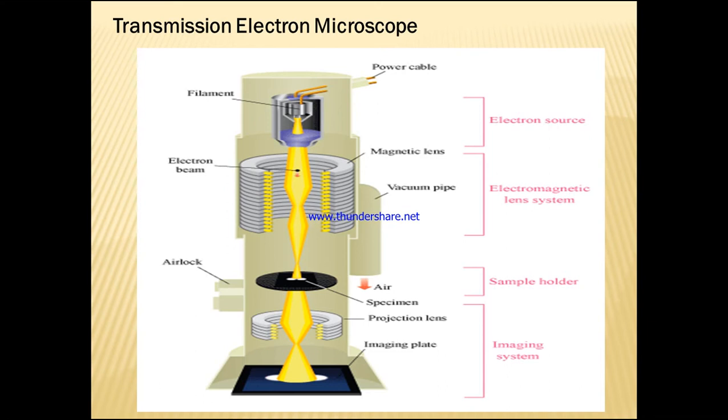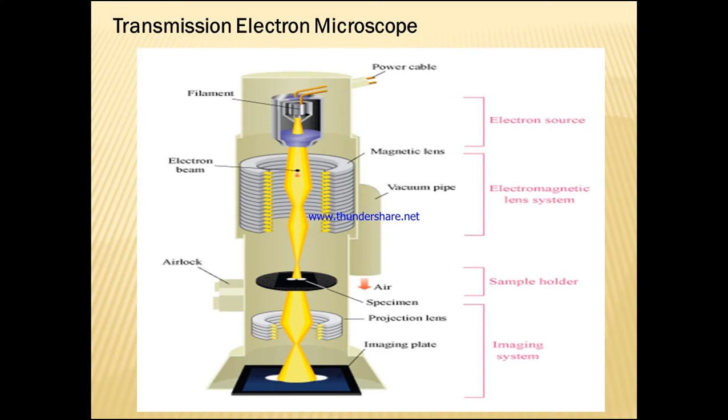The column containing the lenses and specimen must be under high vacuum to obtain a clear image, because electrons are deflected by collision with air molecules. So the column of the transmission electron microscope should be maintained under high vacuum so that the electrons do not collide with air molecules.